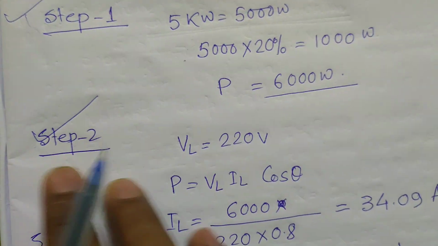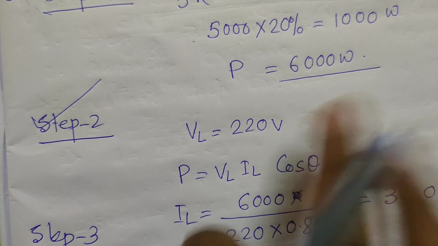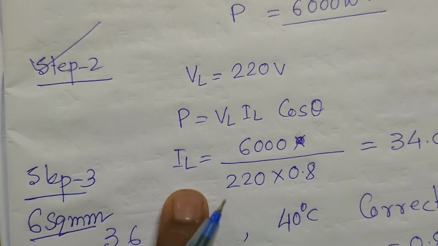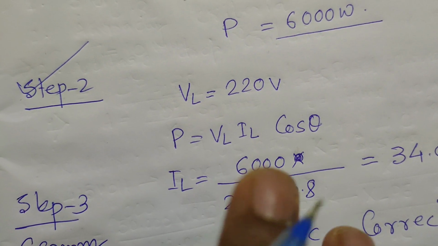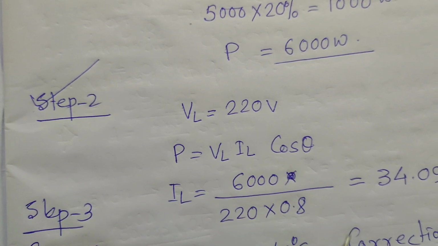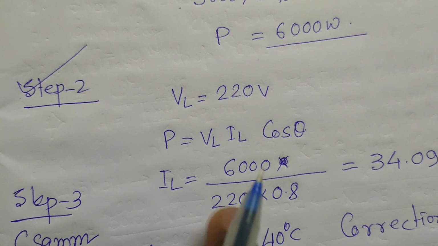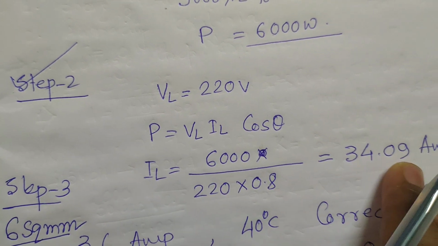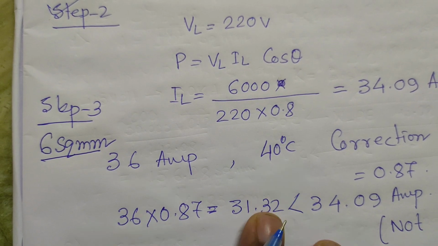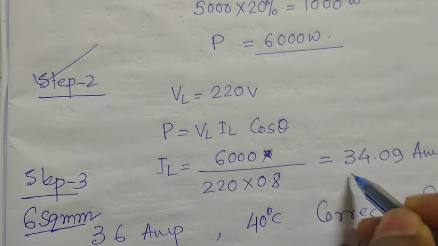What is step 2? Step 1, step 2. Step 2: in the domestic purpose the voltage level is 220 volts. So P equals VL IL cos theta, where IL is the full load current. If I consider the 6000 watt loading this domestic home, what is the full load current? We get the full load current of 34.09 ampere.